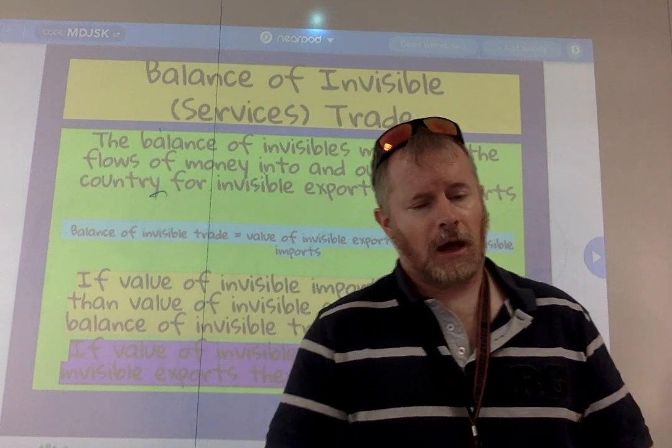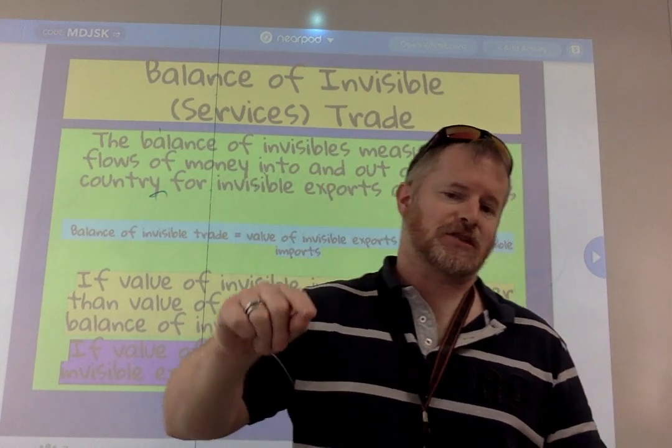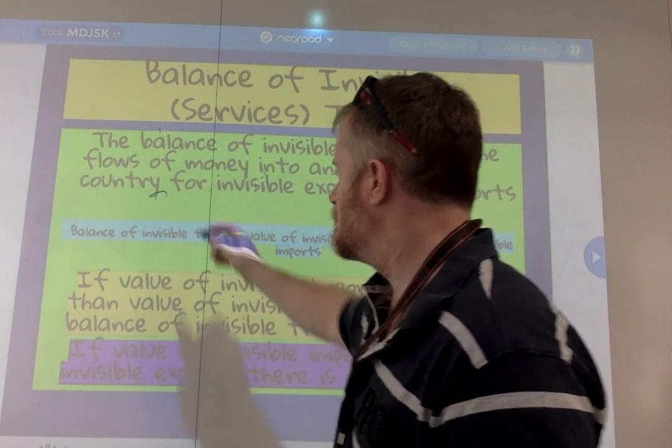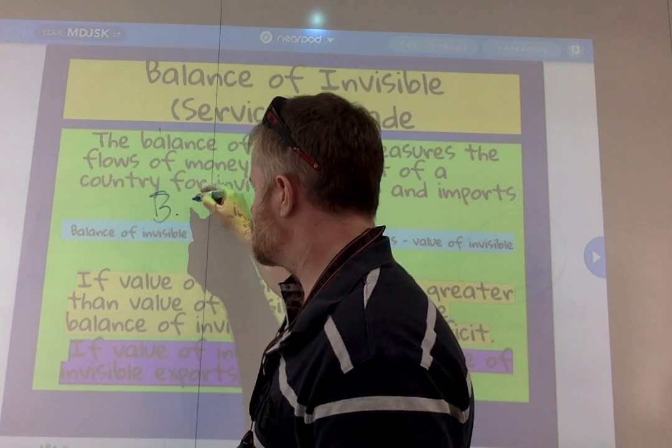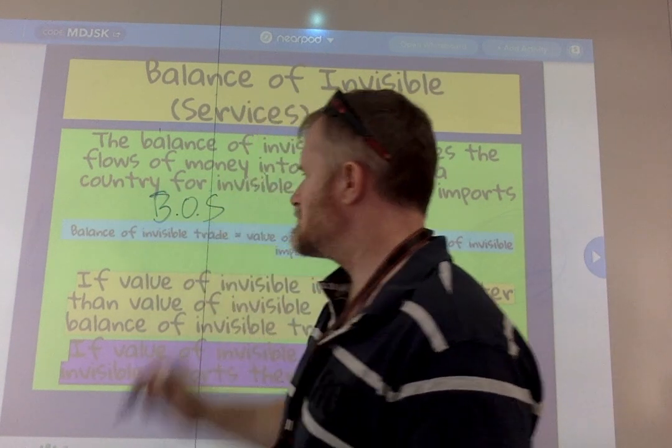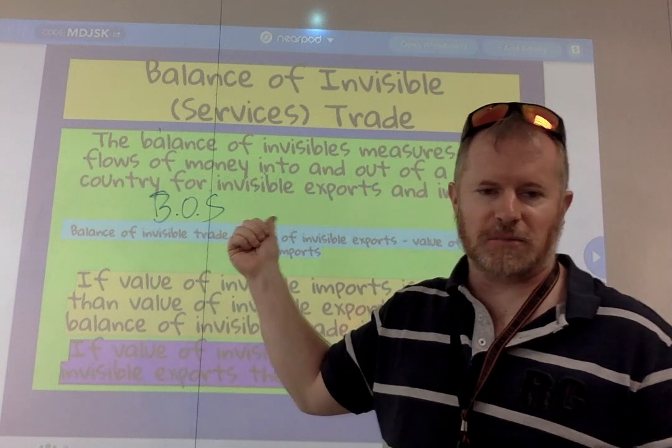And if we work out the balance on services, so instead of the balance on trade, we've got the balance on services, right? Also known as the BOS.